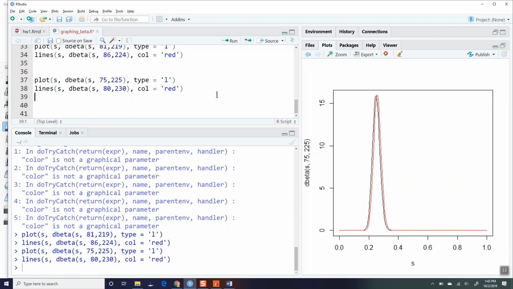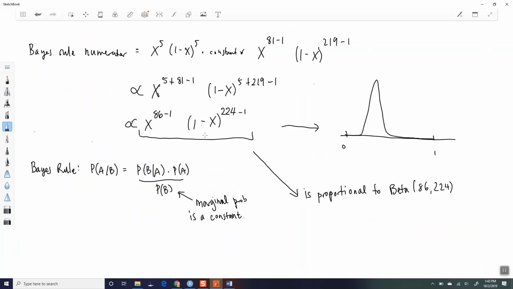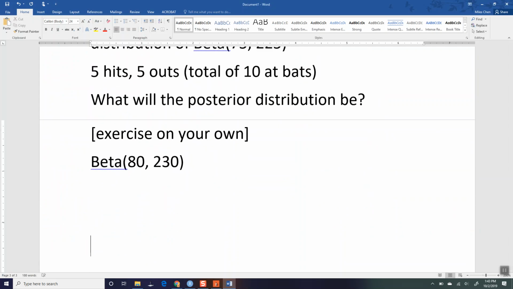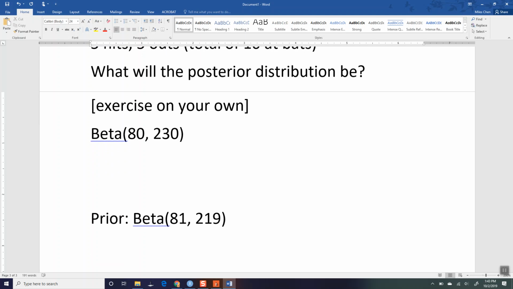What would happen if we had observed even more data? Let's say we go back to our prior of beta 81, 219, and then we observe lots of data, or more data.